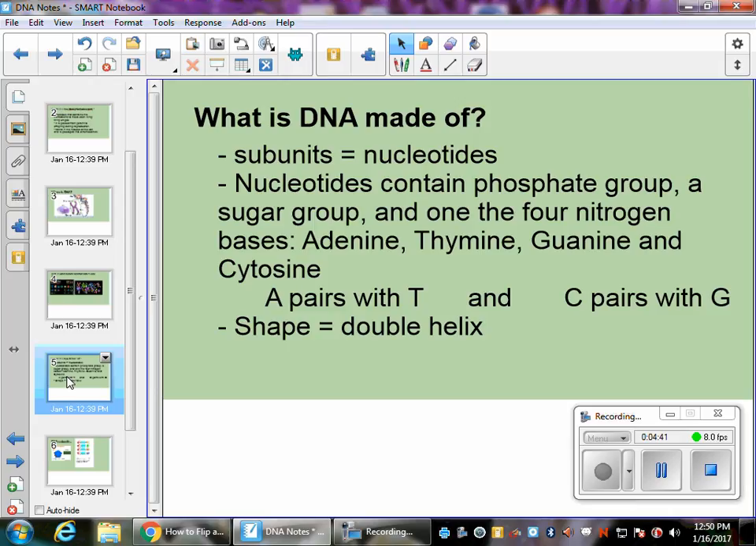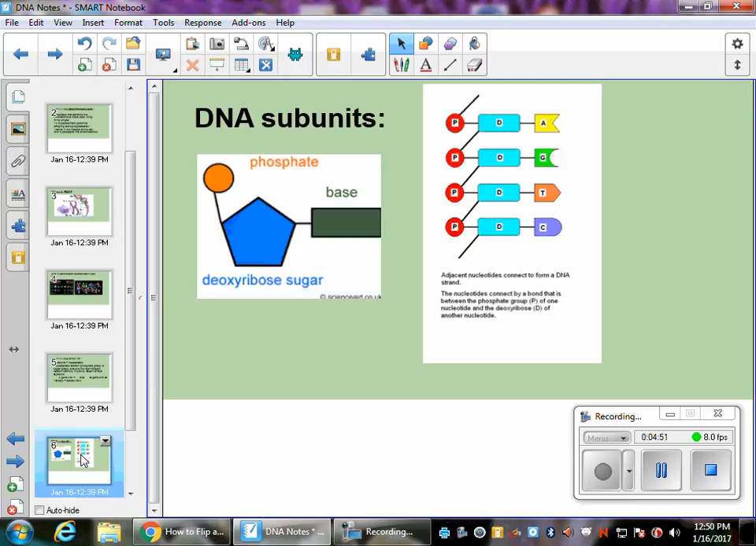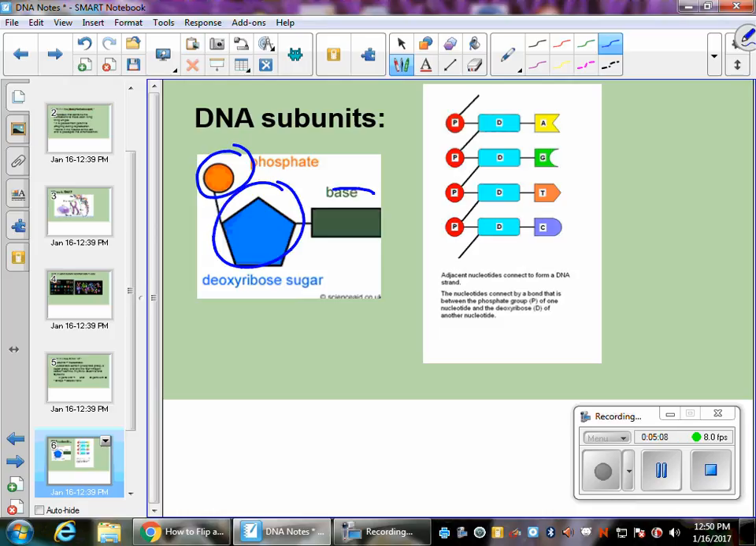Okay, so we've got a phosphate group, a sugar group, and a base, and together that makes up a nucleotide. So I've got a picture of what that looks like on the next page here. Our DNA subunits, we've got phosphate, that's the orange representation over here. The deoxyribose sugar, that's why it's called deoxyribonucleic acid, because its sugar is deoxyribose. We've got a phosphate, a sugar, and then a base. Together, this is called a nucleotide.